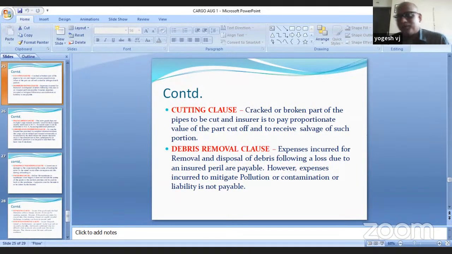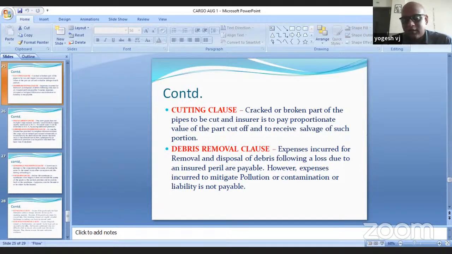Now debris removal clause: expenses incurred for removal and disposal of debris following a loss due to an insured peril are payable. However, expenses incurred to mitigate pollution or contamination or liability is not payable. Okay, so pollution and contamination are exclusions.